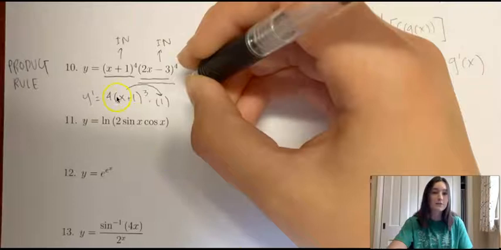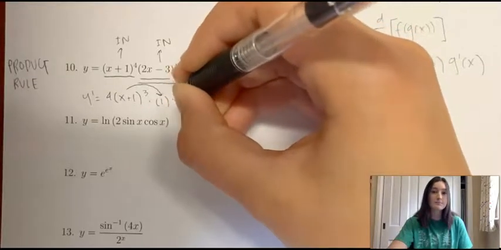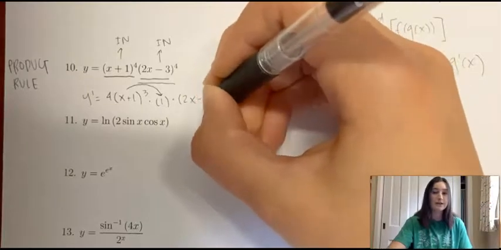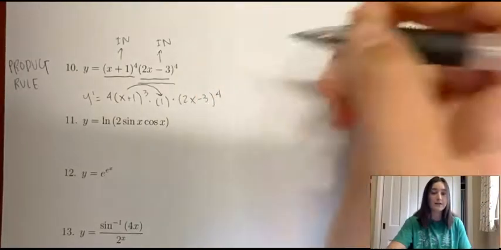And that innermost function, there's kind of a 1 implied right before the x, and that's where the 1 comes from. So for that one, when we did the derivative of the first part in the product rule, we had to use power rule, and then we had to use chain rule. And then for the second part, we're just going to keep that the same, 2x minus 3 to the fourth.